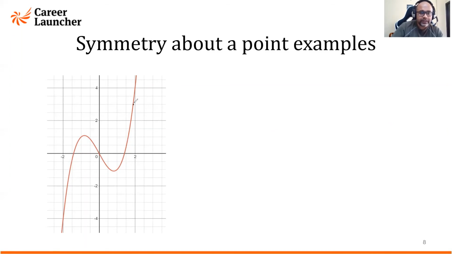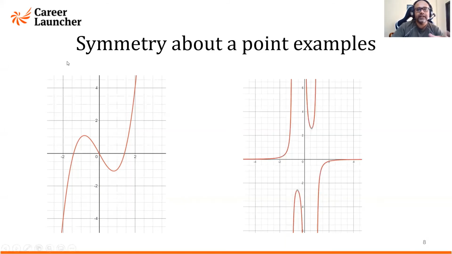You can notice here, this point: if I draw a line here, same distance, if I keep going, I'll get the symmetrical point. Okay, you have to draw it correctly. That's how you'll get it. So this point and this point are symmetrical. Such a graph is called symmetrical about a point. And this is another example, another graph which is symmetrical with respect to a point.